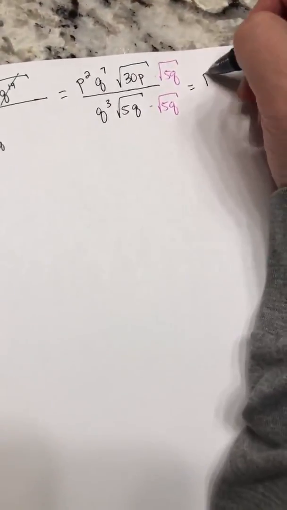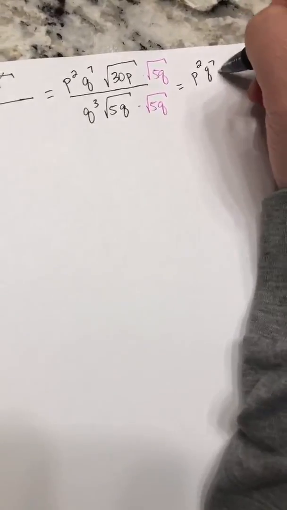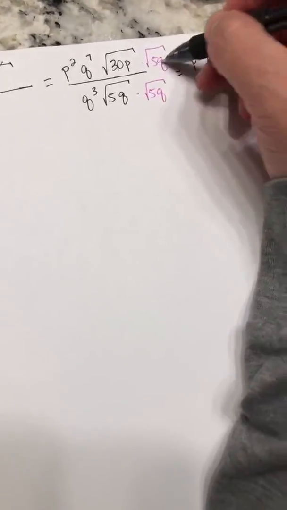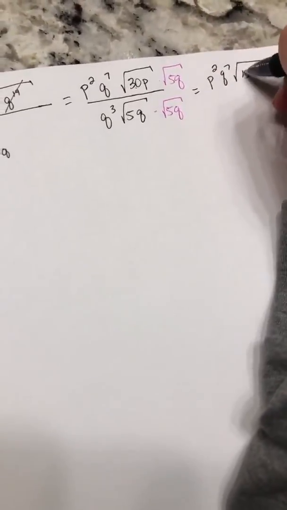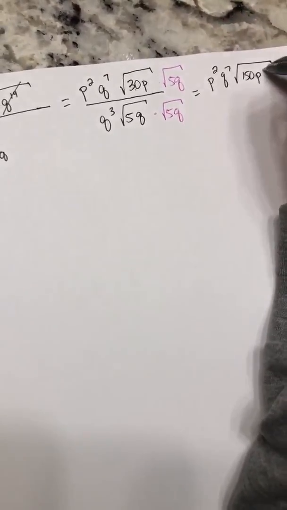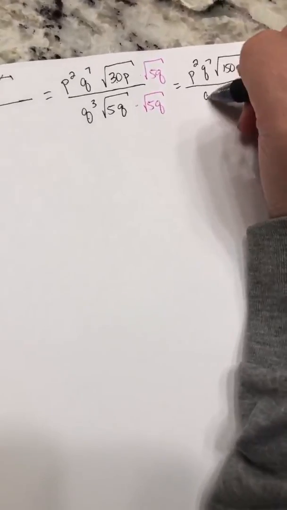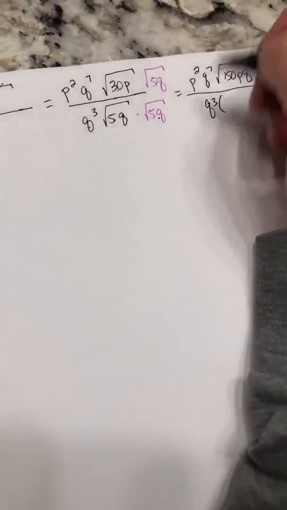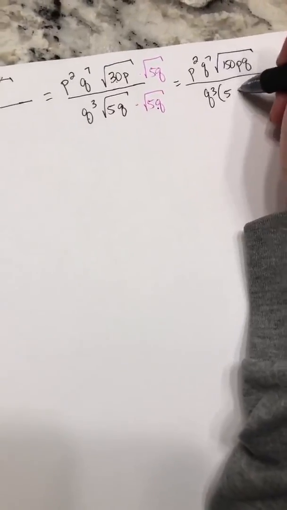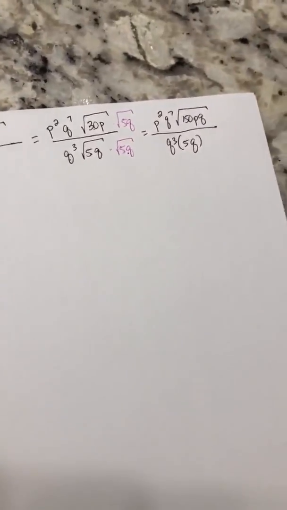So then in the numerator, I would have p squared q to the 7th times the square root of 30p times 5. 30 times 5 is 150, and then pq. Divided by q cubed times square root of 5q times the square root of 5q is the square root of 5q squared, which is just 5q. So like I said, they cancel.